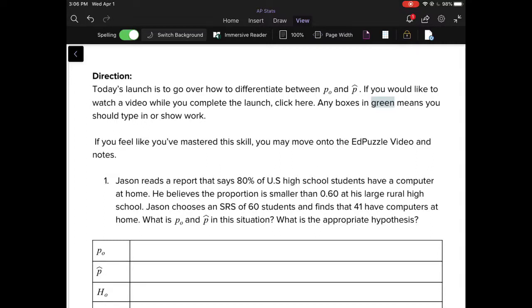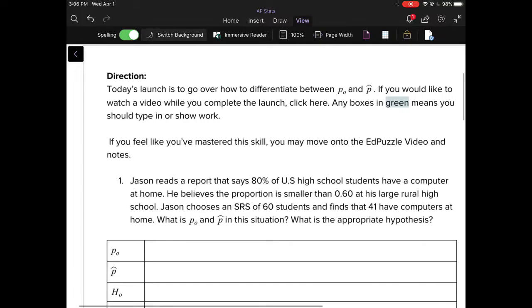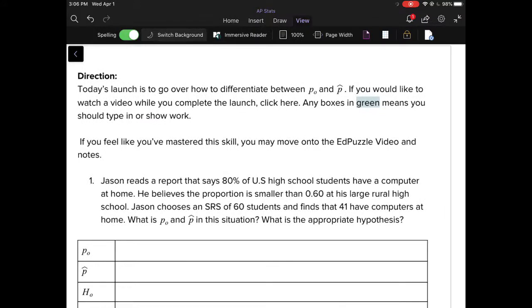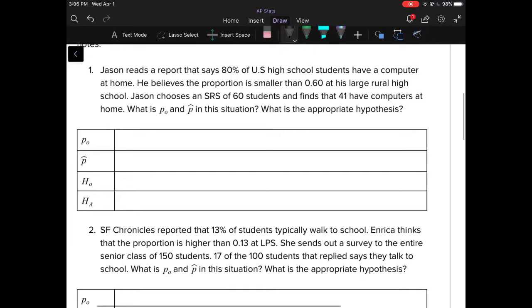Today's launch is to go over how to differentiate between P naught and P hat. If you would like to watch a video while you complete the launch, click here. So there's going to be a link on this document for you. Any boxes in green means that you should type in or show work. If you feel like you mastered the skill, you may move on to the Edpuzzle video and notes.